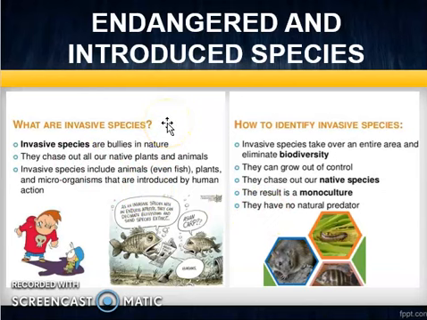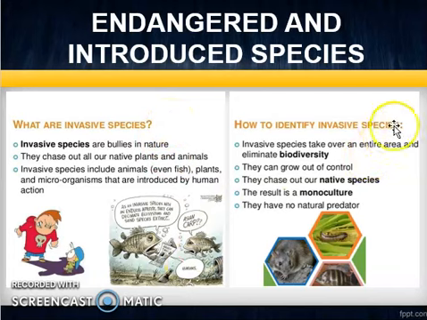it describes some characteristics of invasive species. Invasive species are aggressive in nature. They chase out all other native plants and animals. Invasive species include animals, even fish, plants, and microorganisms that are introduced by human action. These are three examples of characteristics of invasive species when they are present in a certain environment, whereby they can disturb the survival of natural or native plants or animals present in certain areas.